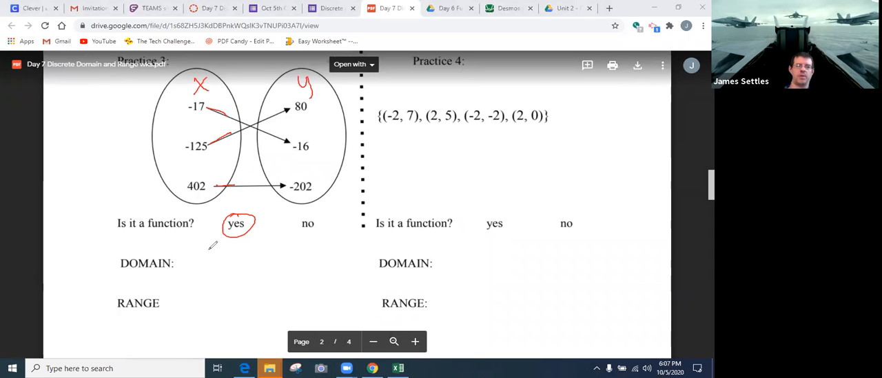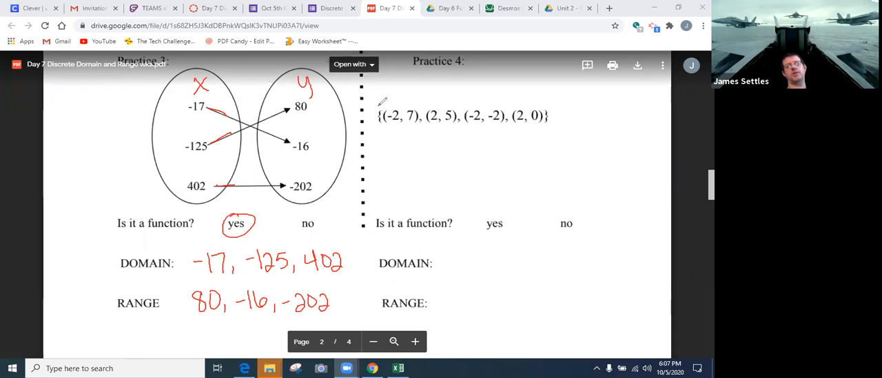So domain would be negative 17, negative 125, and 402. And then range would be all the y's. So 80, negative 16, and negative 202.